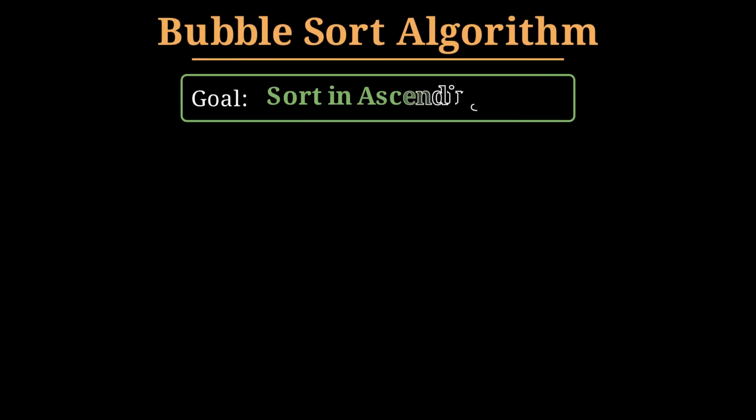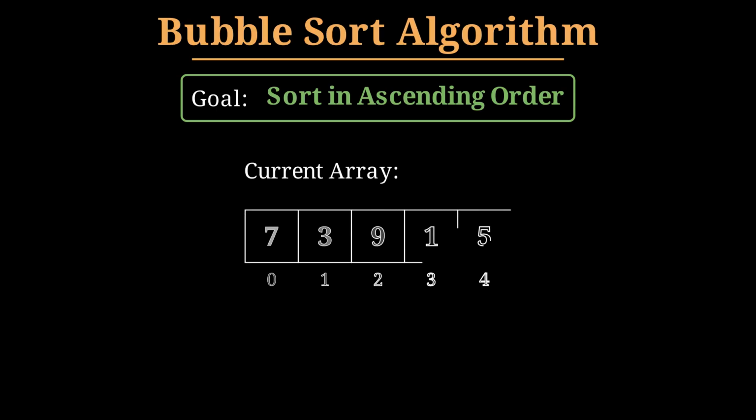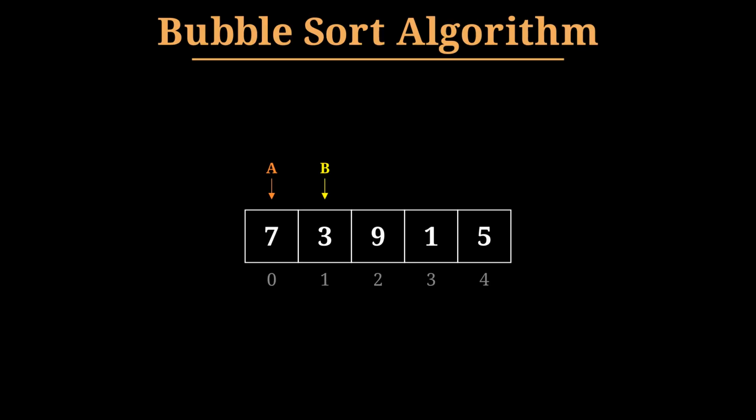Now that we understand the theory, let's see bubble sort in action with a step-by-step example. Our objective today is to sort this array into ascending order, meaning from the smallest number to the largest. Take a look at our unsorted array containing 5 integers. We will begin the sorting process from the left side. We use 2 pointers, A and B, to compare adjacent elements.